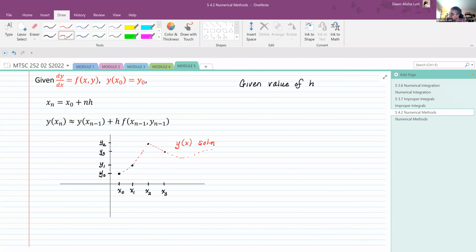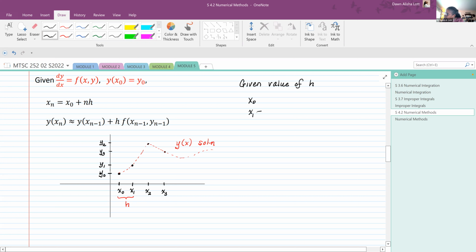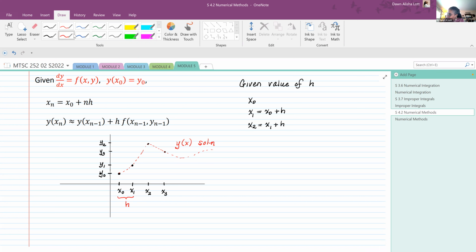And h is this distance between any two. So I can easily see that x naught starts us off. x1 is going to be x naught plus h. x2 is going to take x1 and add h. So here is x2, x3. So we can successively find our values for each of our x's.